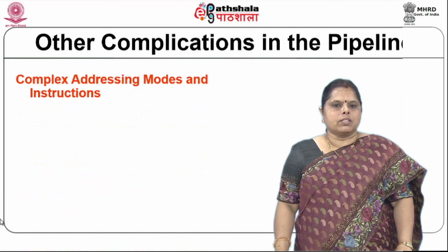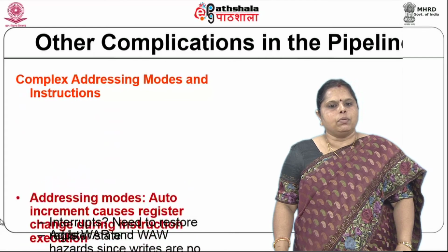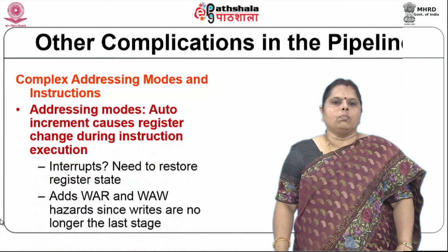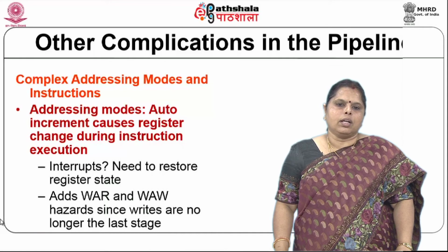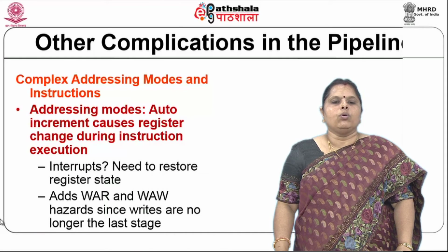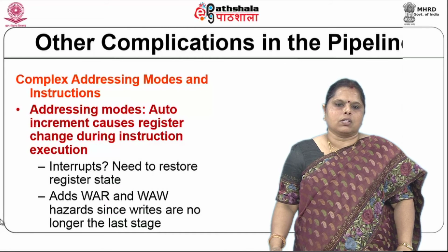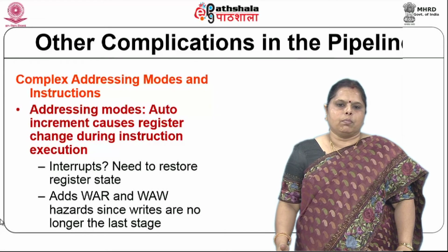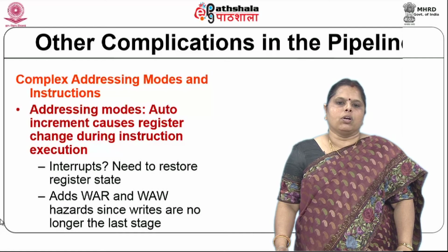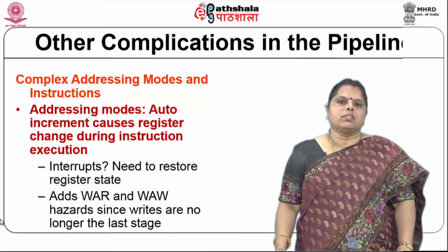Now apart from exceptions, you may also have other complications arising in the pipeline. What happens if your ISA has complicated addressing modes? As an example, look at the auto increment addressing mode, which was supported by all the earlier ISAs. In the case of an auto increment addressing mode, you know that as part of the execution of that instruction, after having used the contents of a register to fetch data from memory or do some operation on it, automatically the register contents will be incremented so that it points to the next data in memory.